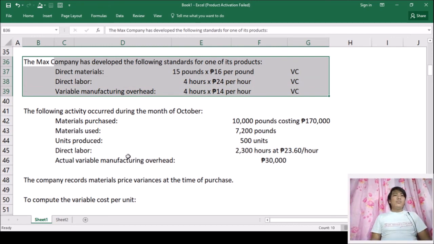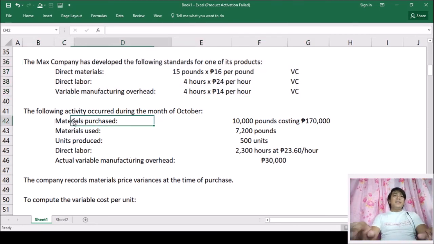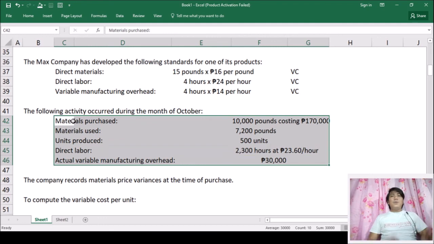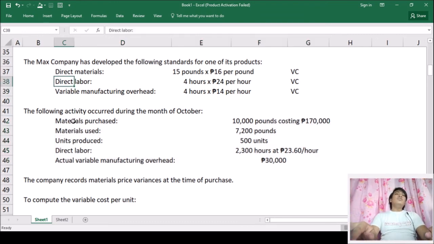How about the second paragraph? The following activity occurred during the month. From the term occurred, we can easily identify that the costs and figures below are based on actual. So these will not form part of the standard cost, and we will not focus on them because they never affect the determination of the standard variable cost per unit. These three above will form part of the standard variable cost per unit. The question now: what is the standard variable cost per unit?